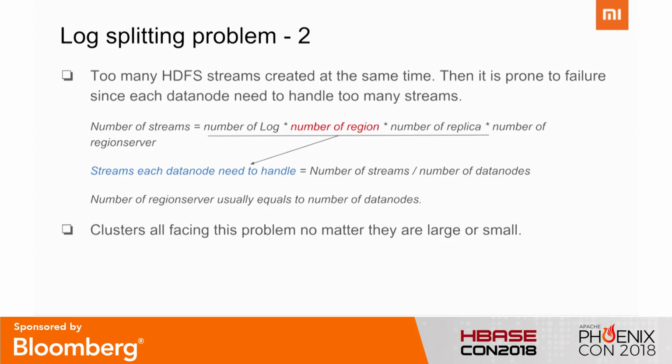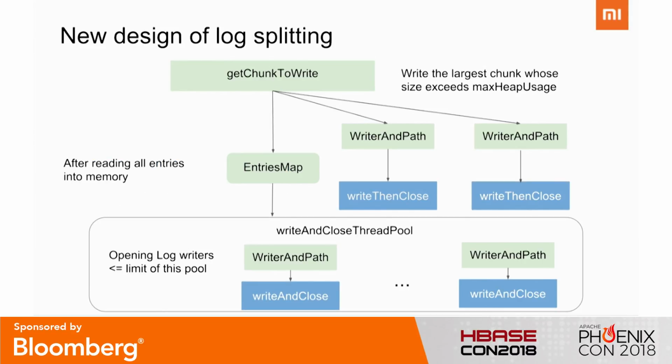The other problem is too many HBase streams created at the same time. Since each HBase client will create a stream to the data node, this is the number of streams that will be created. When the number of regions is big, the streams that need to be handled for each data node may be more than 4,000. That will make log splitting fail. Clusters all face this problem, no matter whether they are large or small. According to this, we know the key point is to limit the number of open log writers.